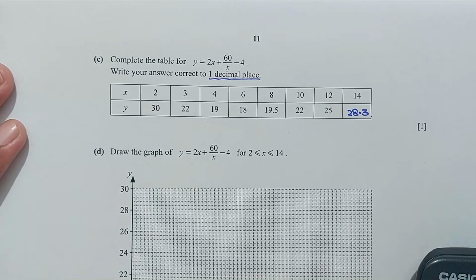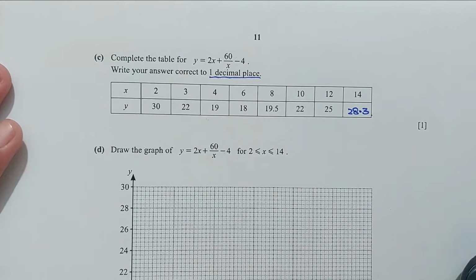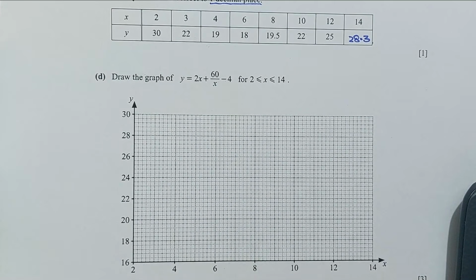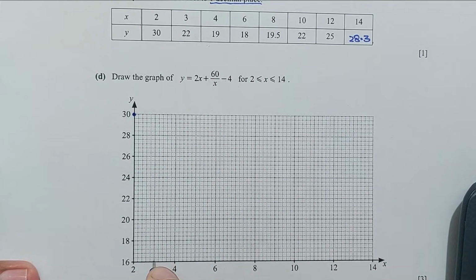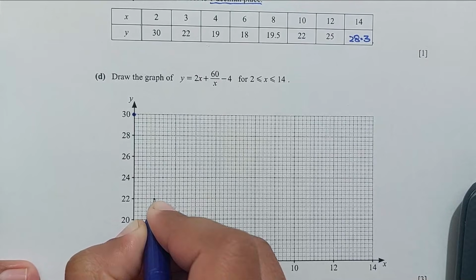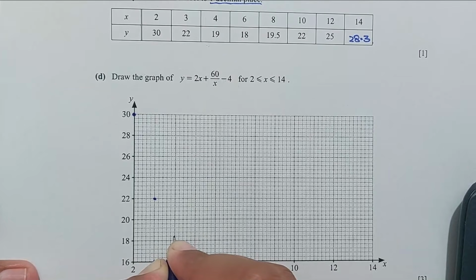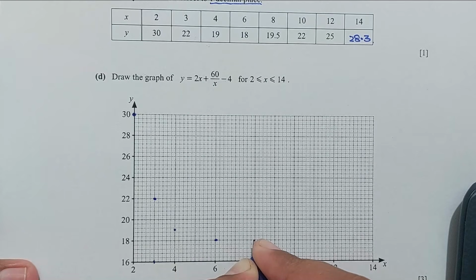Right. Now for part D, draw the graph of the function for x between 2 and 14. Let me draw the graph. We have the table: when x is 2, y is 30. For 3, it's 22. For 4, it's 19. For 6, we have 18. For 8, it's 19.5.